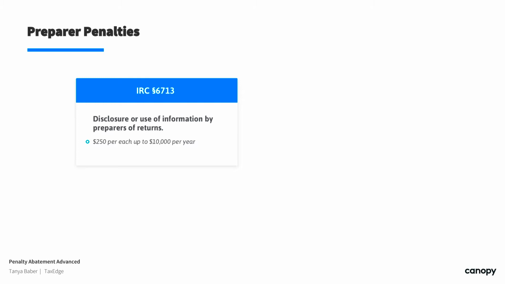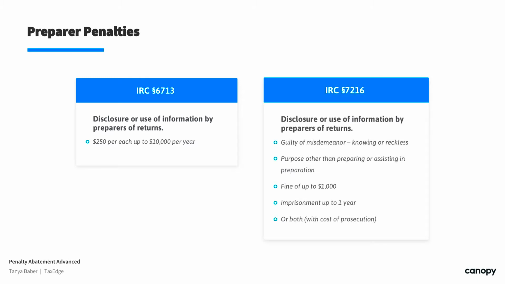There's also a criminal section of the same thing. So there's not a lot of difference between both when you look at it, between the civil side and the criminal side. If you disclose or use information by preparers of returns, I'm looking at that going, well, it kind of reads the same way. But in one sense, you're guilty of a misdemeanor. So we're talking about the criminal side, if it's knowing or reckless. And if it's for any other purpose than preparing or assisting in a preparation, then they can fine up to $1,000 and imprisonment up to 1 year. And of course, they can layer in cost of prosecution and everything. So bottom line, a lot of these penalties have a criminal side to them that parallels it. So there's not a lot of distinction between breaking that rule on the criminal side and on the civil side. But a lot of it comes down to intent. That's really what they're looking at.